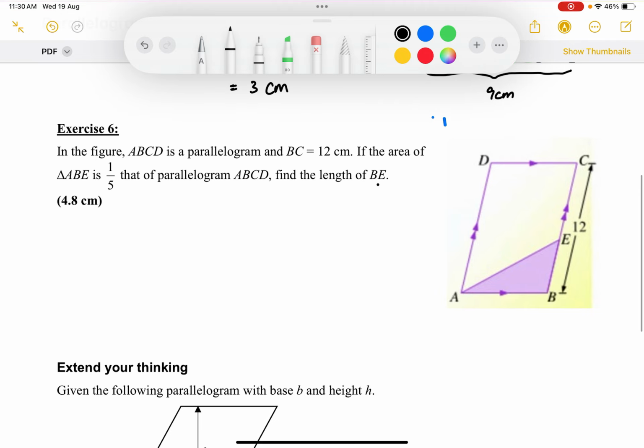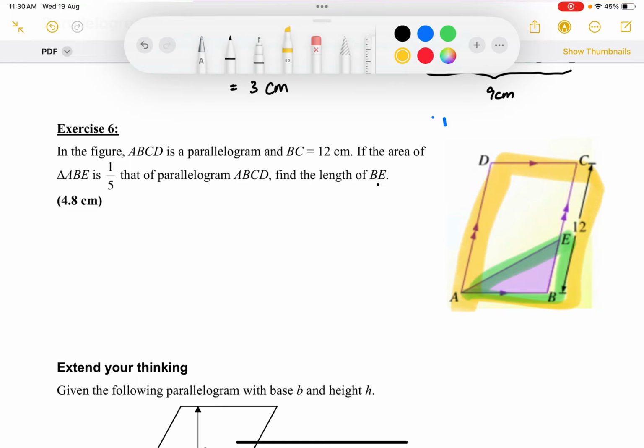Exercise 6. So take a pause here first. Look at the question, try it yourself, and then unpause the video. So given that you have attempted ABCD with the parallelogram again, BC given to be 12, check your diagram matches with the question, and then they tell us that area of triangle ABE, so here's our triangle, is 1/5 of the parallelogram ABCD. Find the length of BE.